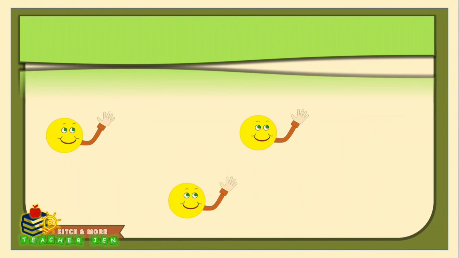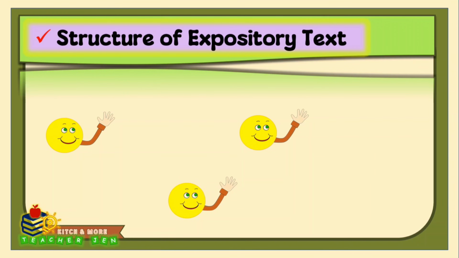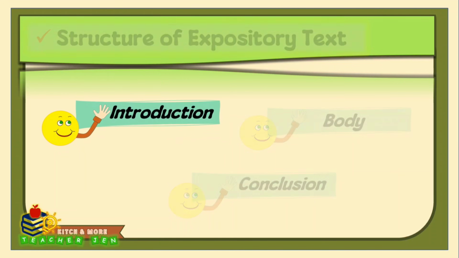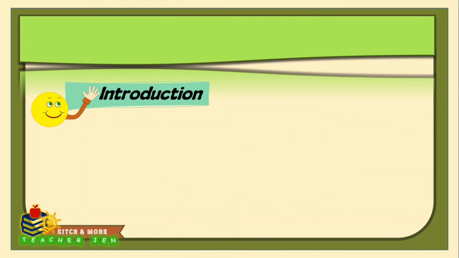Now let's take a look at the structure of an expository text. An expository text is usually organized in three main parts: the introduction, body, and conclusion. Let's start with the introduction.